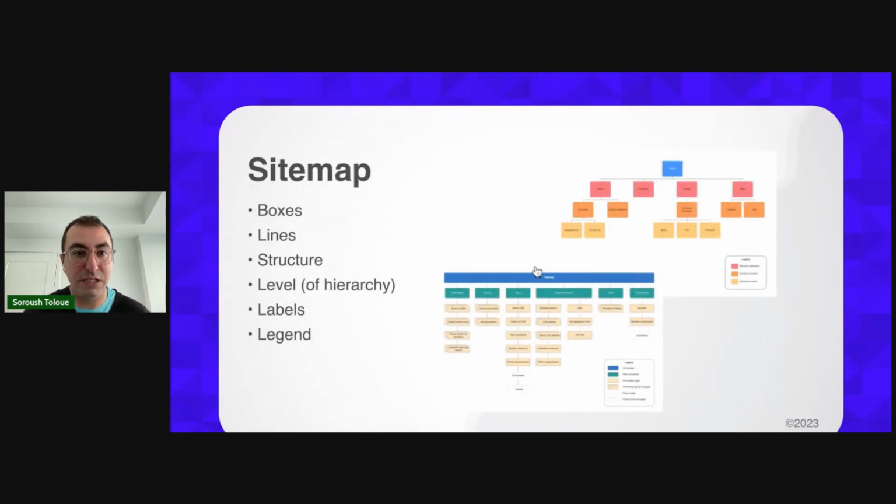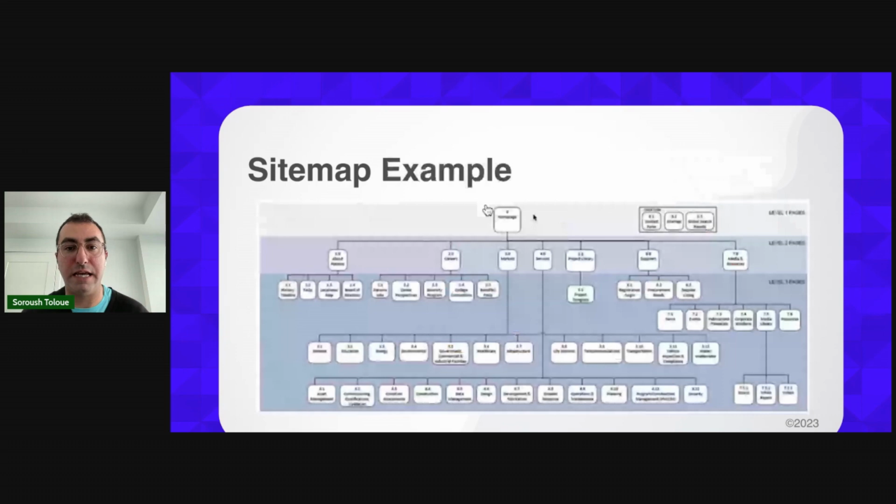Another example is here, where you see all the boxes, all the lines, all the structures, the hierarchies, the labels, as well as the legend. And a legend is very important to be included in the sitemap. So you can see, starting with the homepage, you would see all the links that the website can have, all the subcategories, and they're all structurally laid out.